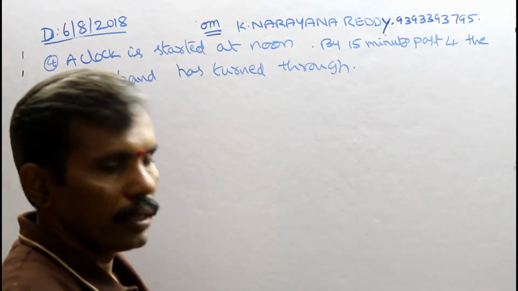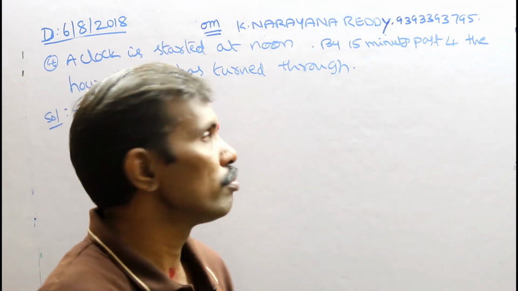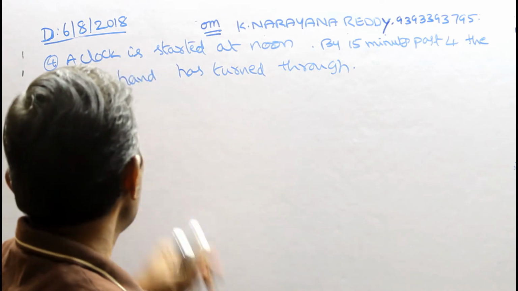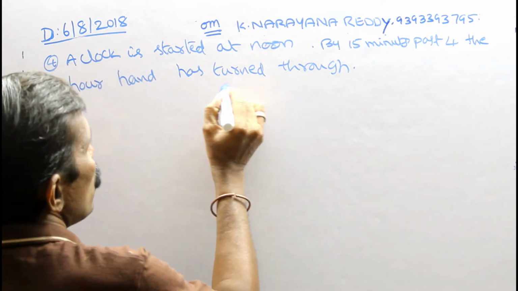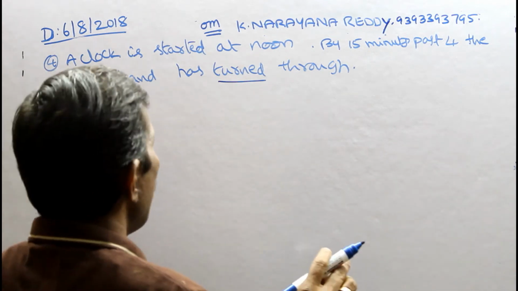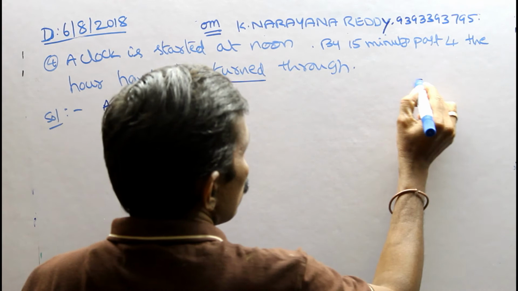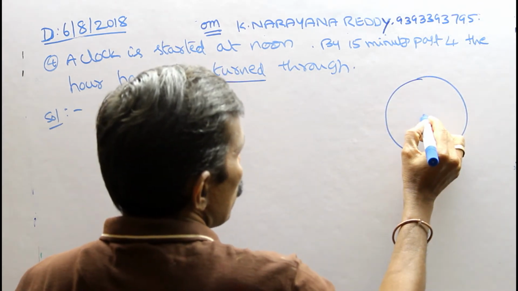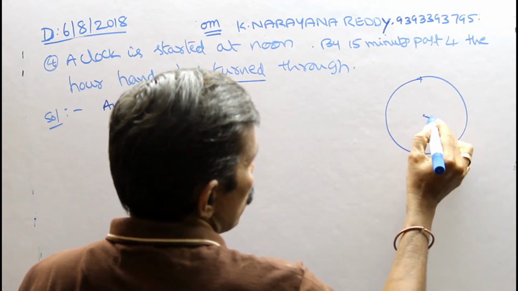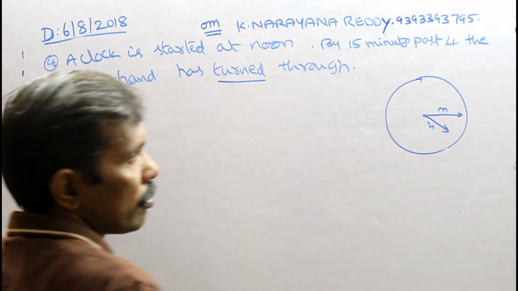Okay. The next problem. A clock is started at noon. By 15 minutes past 4, that means 4:15, the hour hand has turned. The angle traced by the hour hand. So take a figure. You know 4:15 means what? Minute hand, hour hand. Okay.